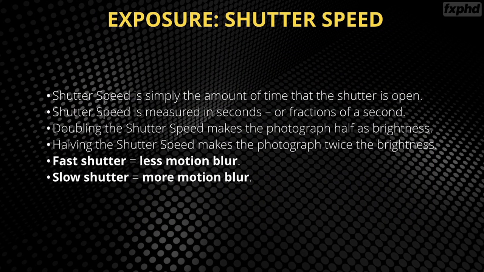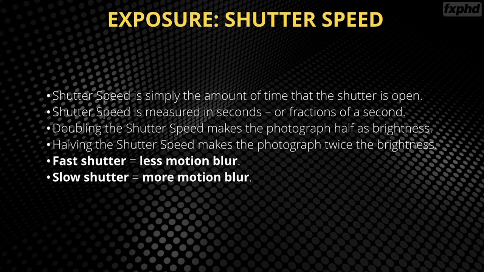Next up, we have the shutter speed. The shutter is something that opens, that enables light to go through onto the sensor or onto the film. And the shutter speed is simply the amount of time that the shutter is open for, and it's measured in seconds or fractions of a second. So with a shutter speed of 1 second, the shutter basically moves out of the way for a second and then quickly closes. So if you double the shutter speed, so it opens twice as quick, you halve the amount of light. And if you halve the shutter speed, so it obviously opens slower, you get twice the brightness coming in.